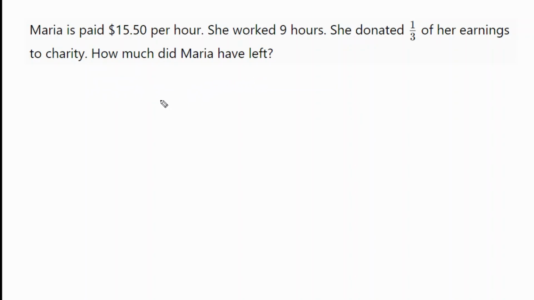All right, so one way you can start this problem is simply by taking the hourly wage, which is $15.50, and multiplying that by 9 hours. So let's just start by doing that.